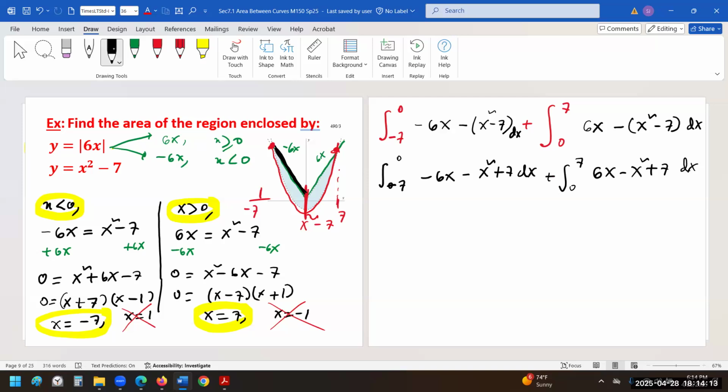And then we find the antiderivative. Let me write this nicely, it looks crooked. -6x minus x squared plus 7 dx. So what's the antiderivative of -6x? Let me go one by one. Go ahead, antiderivative of -6x. -6 over 2. Perfect. So it means we have -3x squared.